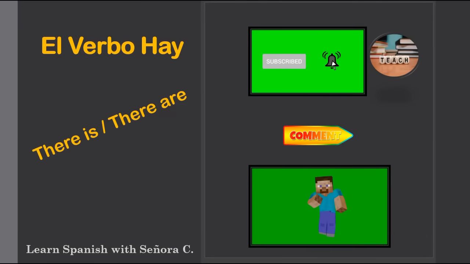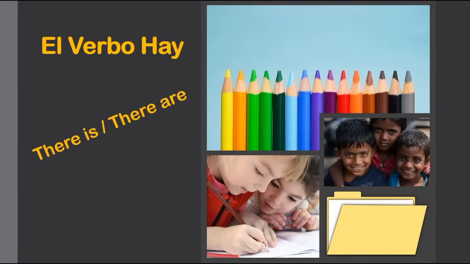All right, good job. So let's get into the lesson. The verb hay can point out singular nouns. For example, there is a folder. Hay una carpeta. Or plural nouns. There are 3 boys. Hay 3 chicos. There are 2 girls. Hay 2 chicas. There are many pencils. Hay muchos lápices.